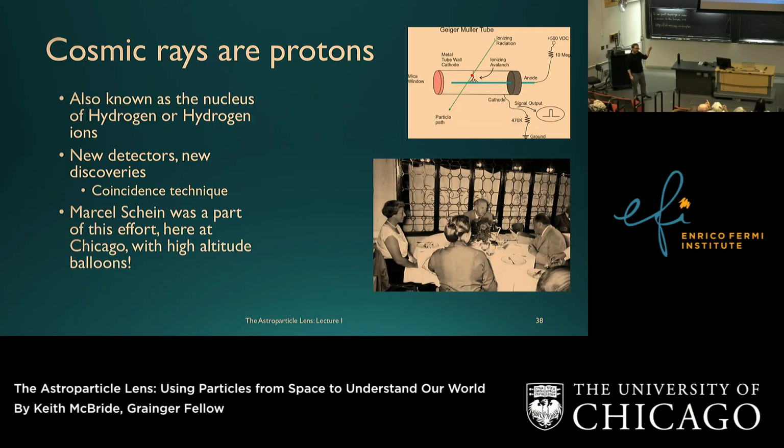And one of the faculty here, Marcel Schein, was a part of this effort. He put these Geiger-Müller tubes on high-altitude balloons, and he flew them to very high altitudes, actually. These were the first times they could measure remotely, they weren't actually on these balloons, right? So this is going up to 100,000 feet in altitude. And this is a picture of him at dinner here at the University of Chicago, I believe, with, I don't know if anyone recognizes, that's Werner Heisenberg as well.